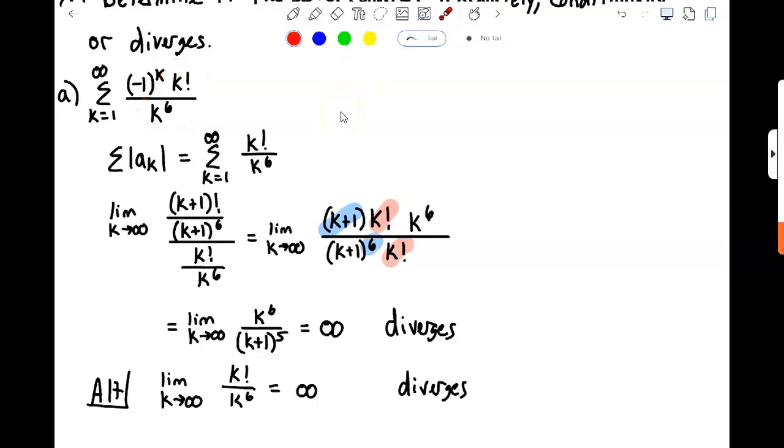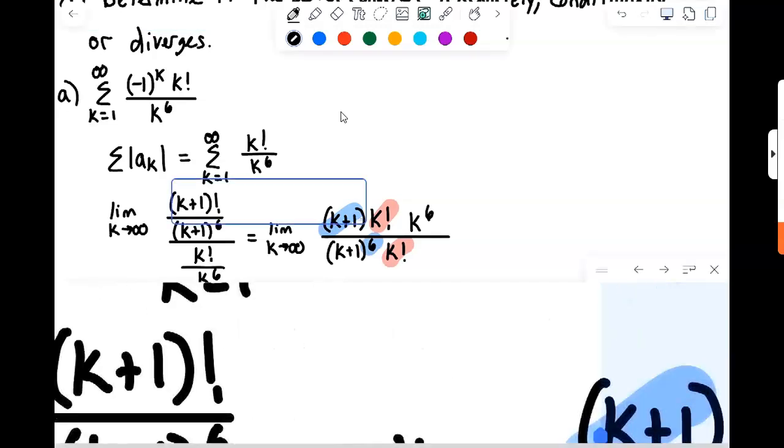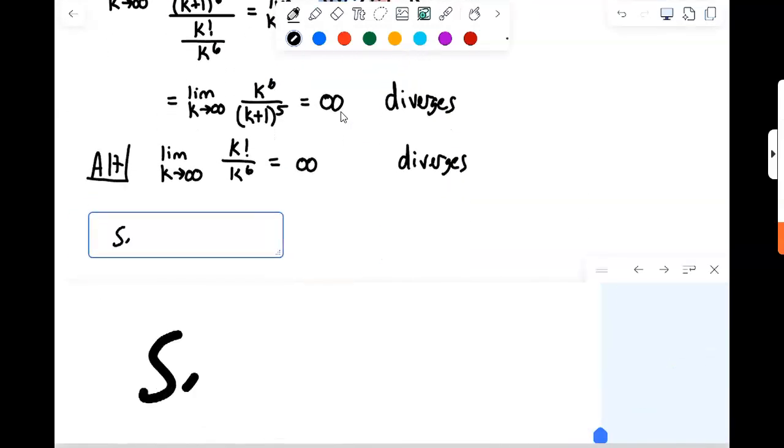So overall, it diverges both ways. So we say that the series diverges.